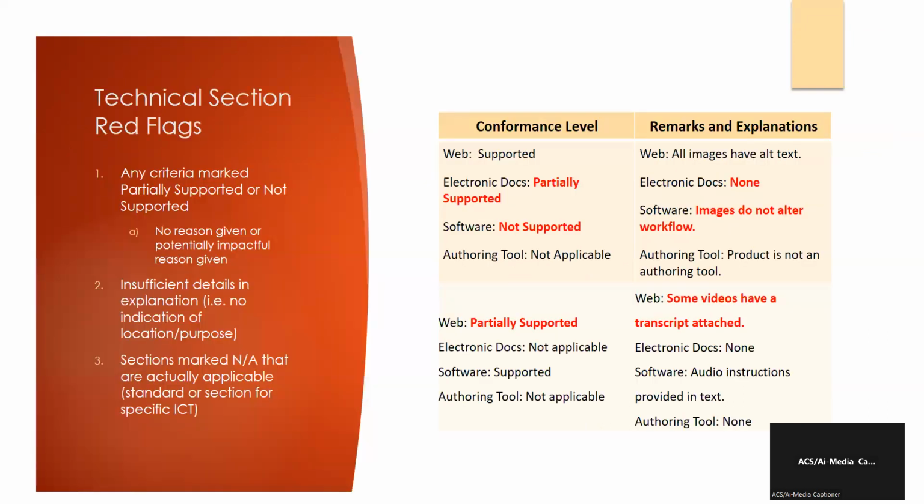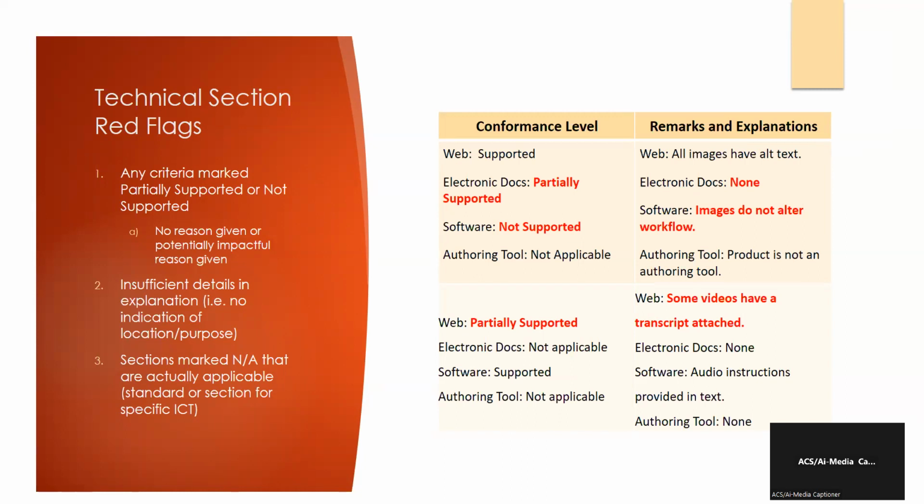Now, we're going to look at this and pick out the red flags. What should make us think about the actual accessibility of this product? Do we need additional testing, or do we need to go back to the vendor and say we need more information? First off, we want to look at any criteria that's marked partially supported or not supported. We want to make sure that there's a reason given, because the red flag is no reason given, or a potentially impactful reason given.